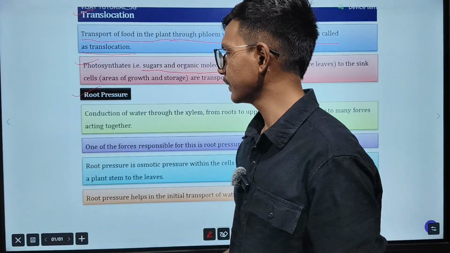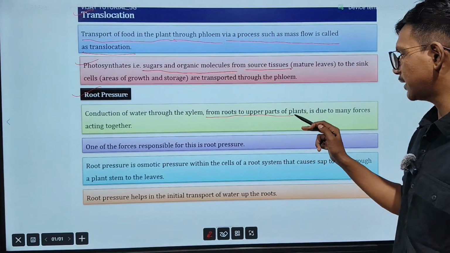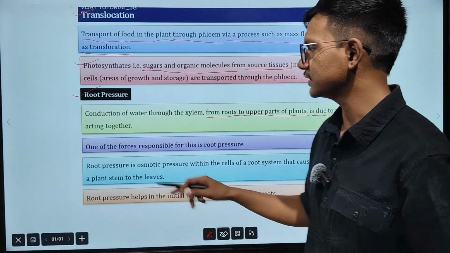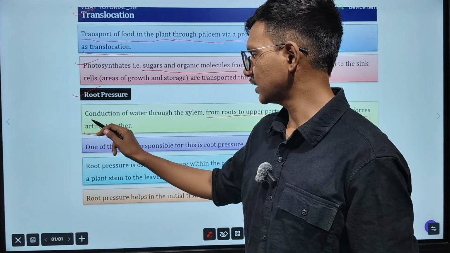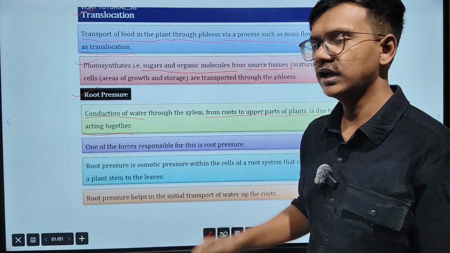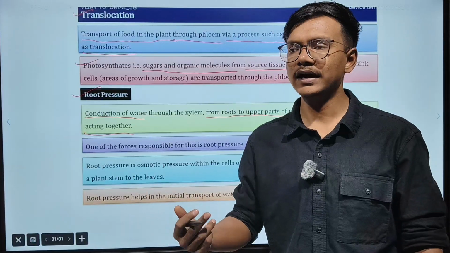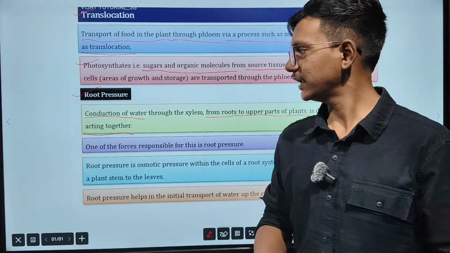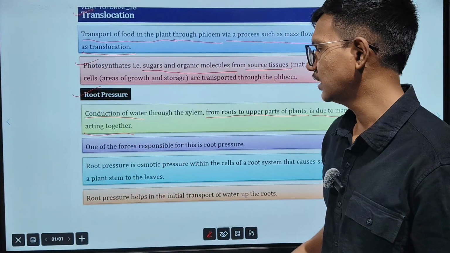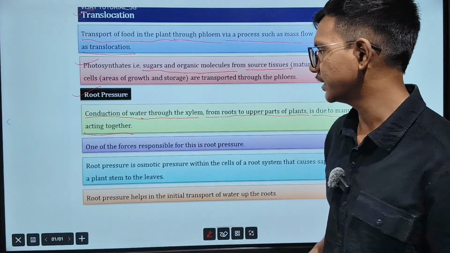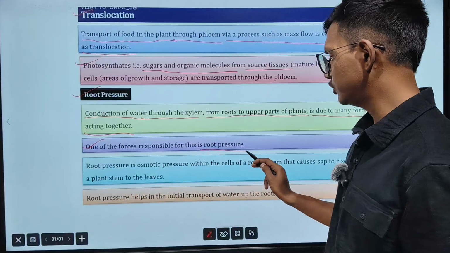Next is root pressure. Conduction of water through the xylem from roots to the upper part of the plant is due to many forces acting together. Root pressure is one of them, because of this the conduction of water is done. Plants require water, so a plant will take the water from the roots, and roots will take the water from the soil. Because of root pressure the conduction of water will occur through the xylem. This we already know.